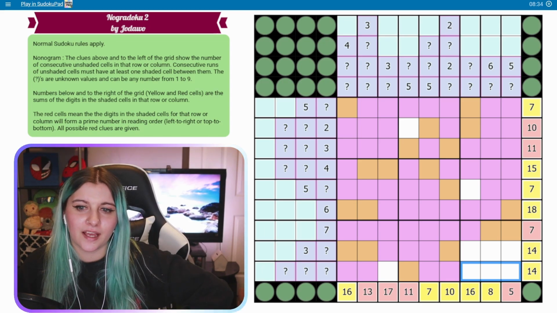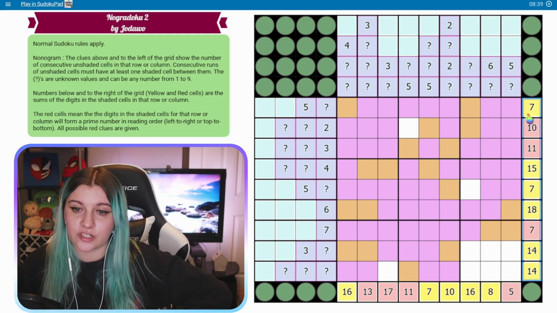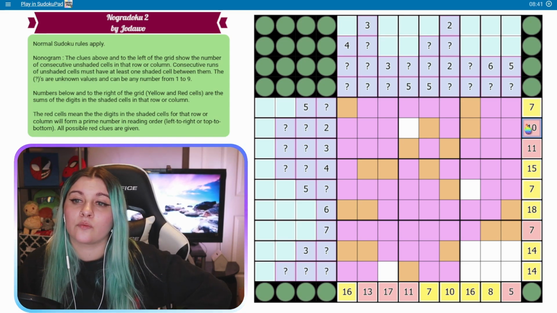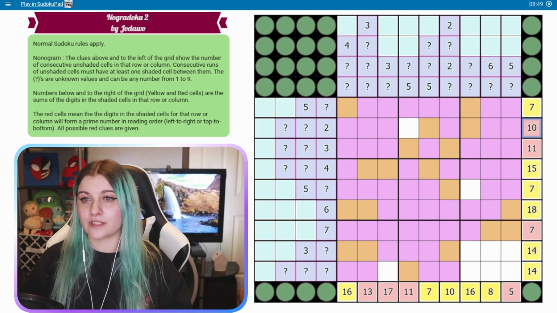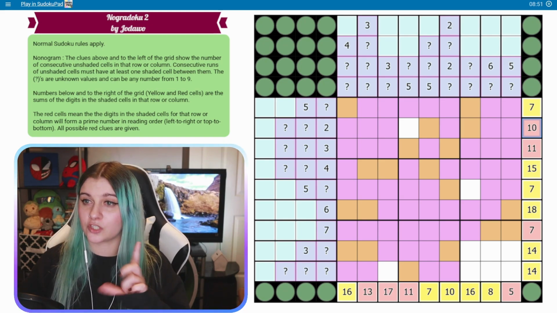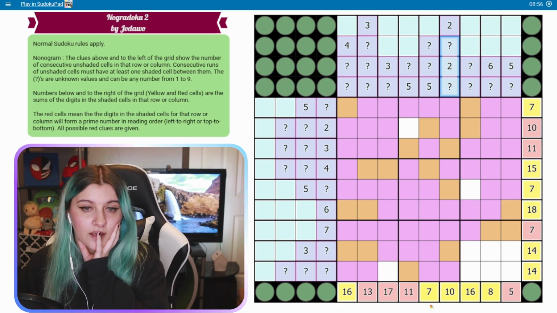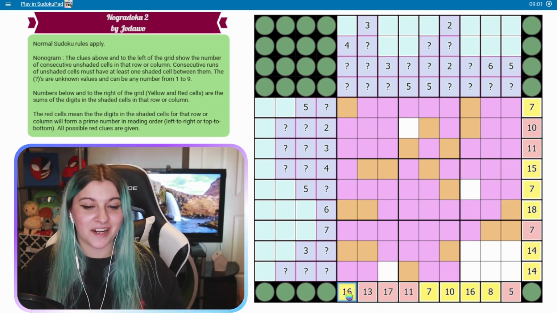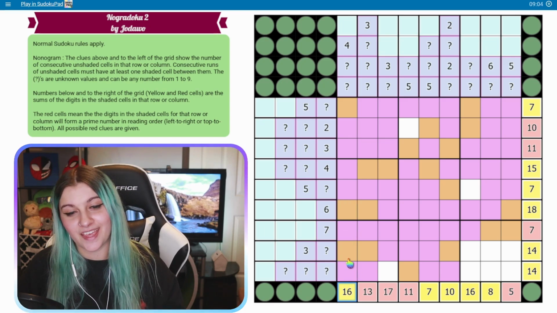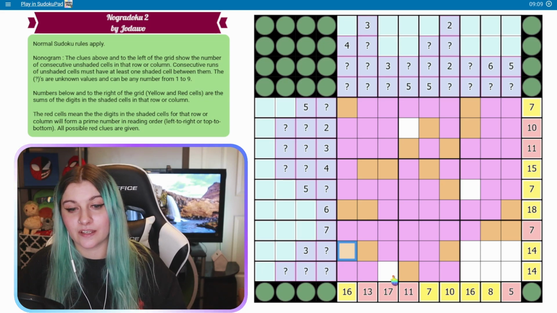Okay, cool. Now these are the sums for the orange cells. And the red ones mean it's a prime number when read from left to right or top to bottom, right? Okay. Numbers below and to the right of the grid, yellow and red cells are the sum of the digits in the shaded cells. And the shaded ones are the ones that break up these clues. Yes, so these are the orange. And all red clues are given. So it's not even like I could start with the yellow ones. This needs to not be a prime number, basically, is what this means.